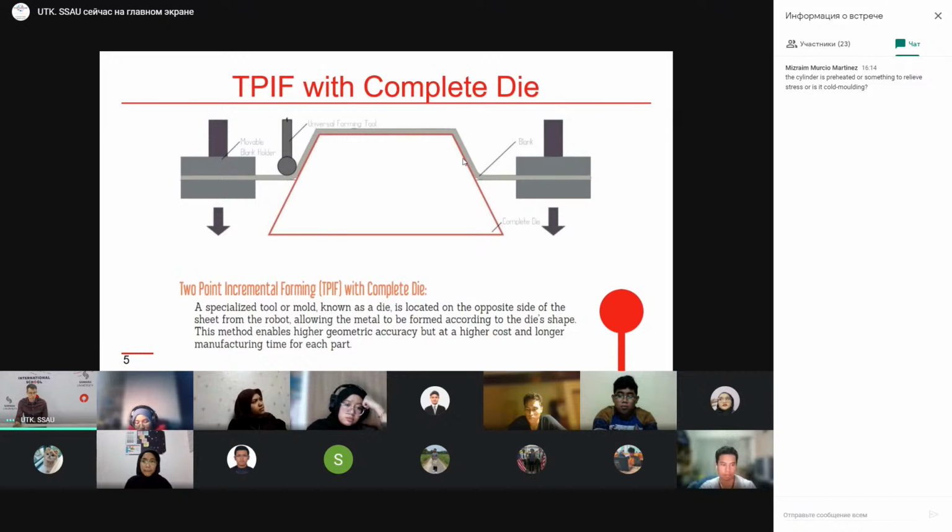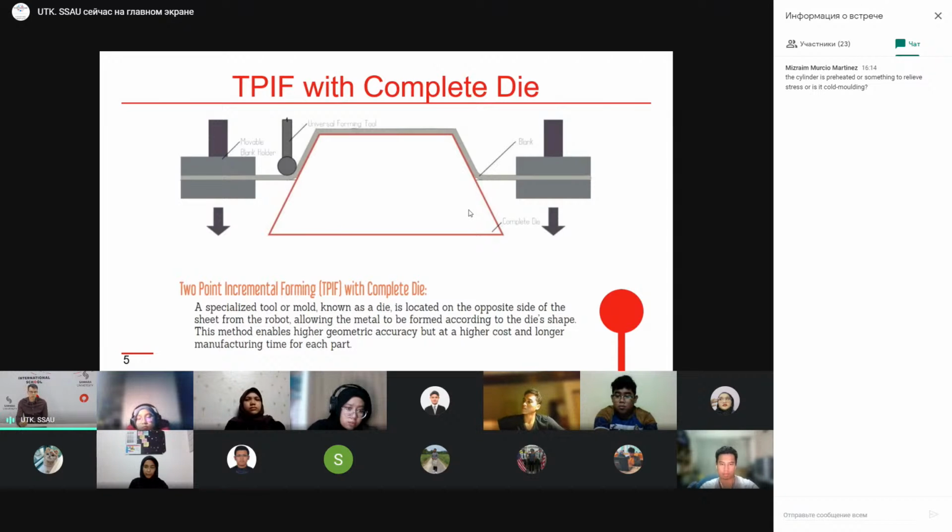What is the disadvantage of such an approach? The disadvantage is that we need a complete die, and a complete die is very expensive if we are speaking about small batch production. For aircraft or airspace applications, it's not a good solution. Of course, in this case we have only a die. We don't need a punch, I mean, not this universal forming tool, but a punch which repeats the geometry and the shape of the part. So this technology will be at least twice as cheap as the traditional one. But in any case, we need a complete die, and it's not good.